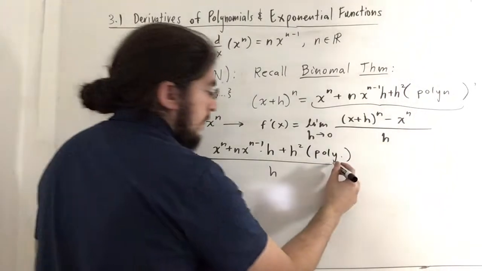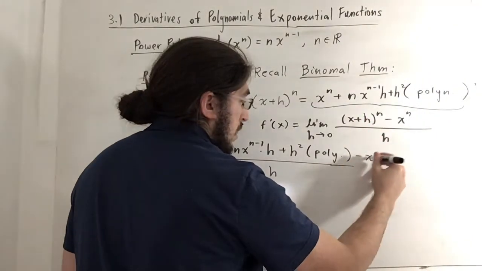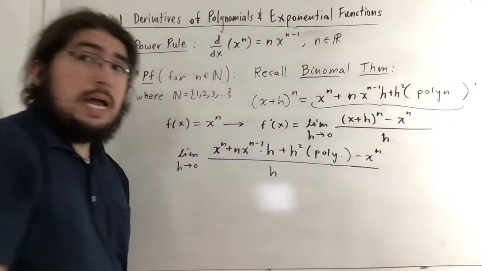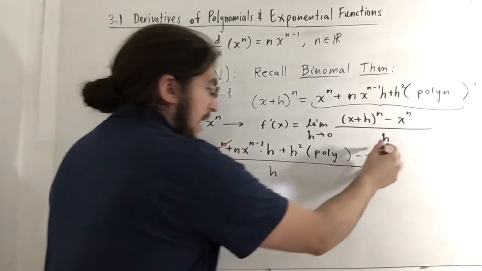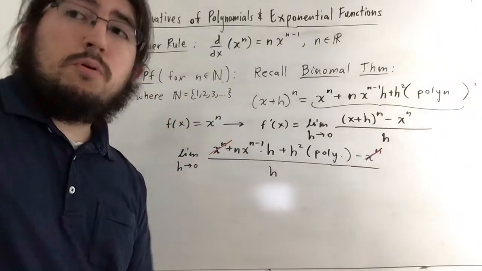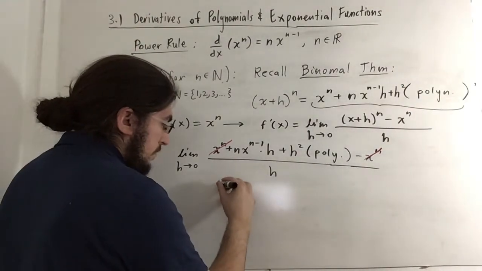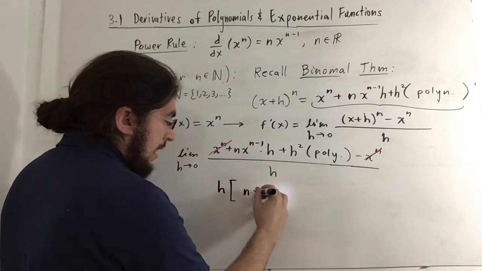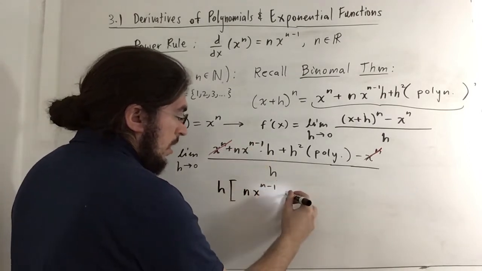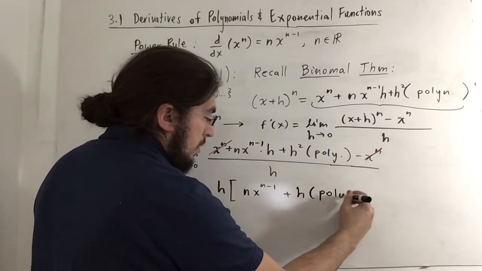Okay? And minus x to the n. So notice what we always want to happen happens. Everything except for things involving h cancel out. So then we can pull h out from the top. Pulling h out from what's left over, we have, well, this without the h, so that's n x to the n minus 1, plus pulling an h from this leaves you 1 h still, multiplied by this polynomial.